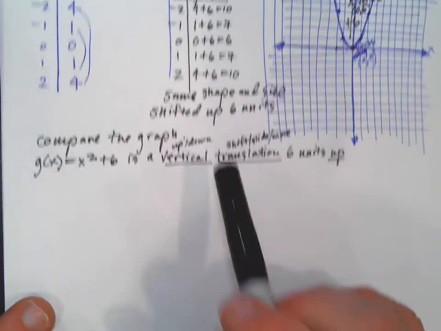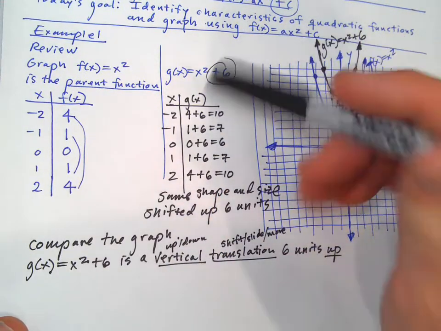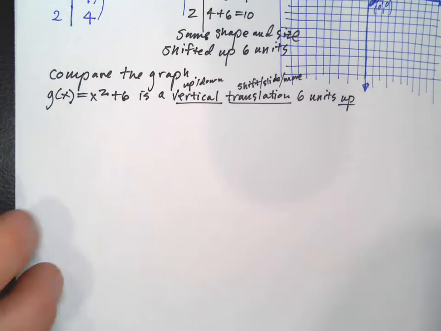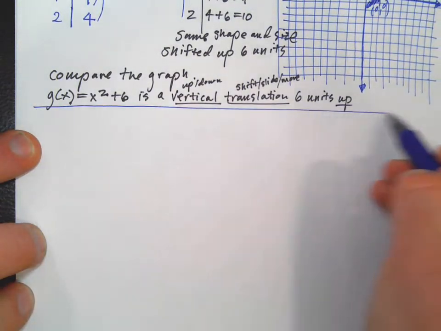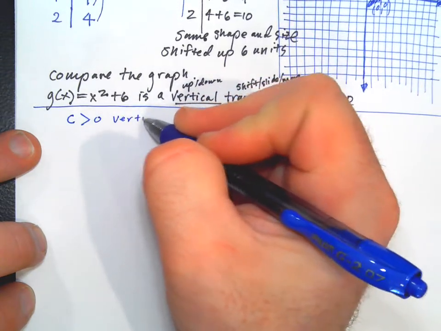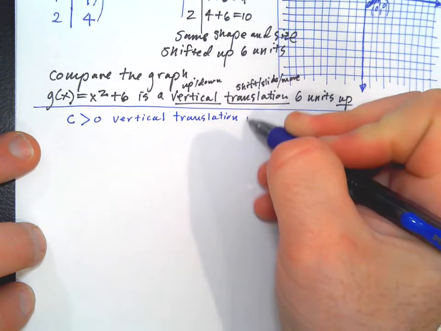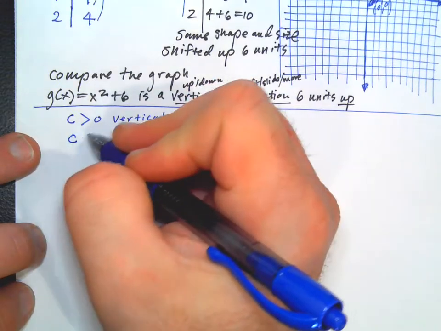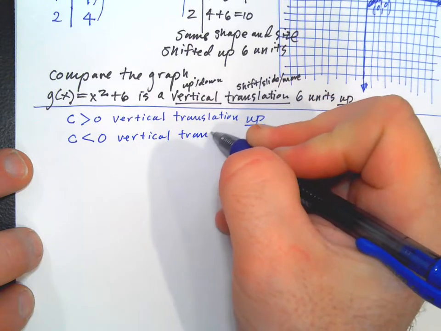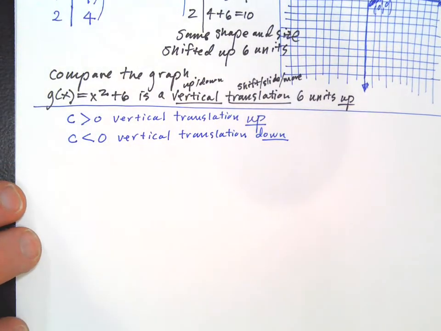Now, here's the thing. This c value, as I was saying, if you add 6, it's going to move everything up 6. If you were to subtract 6, it would move everything down 6. Okay. So our notes could be, if c is greater than 0, it's a vertical translation up. If c is less than 0, it's a vertical translation down. Okay. All right, let's do another one.